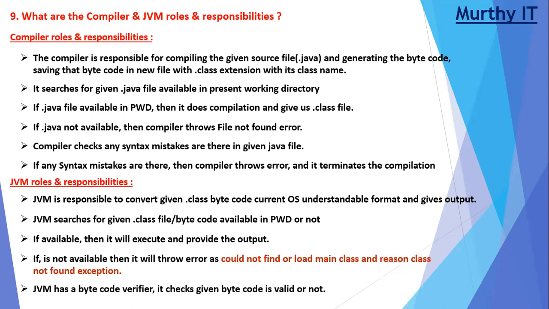Then the JVM has a bytecode verifier, which checks whether the given bytecode is valid or not, in case some hacking happened in the middle. If it is valid bytecode, it will execute and give the output. If it is not valid, it will throw an error. These are the compiler and JVM roles and responsibilities.